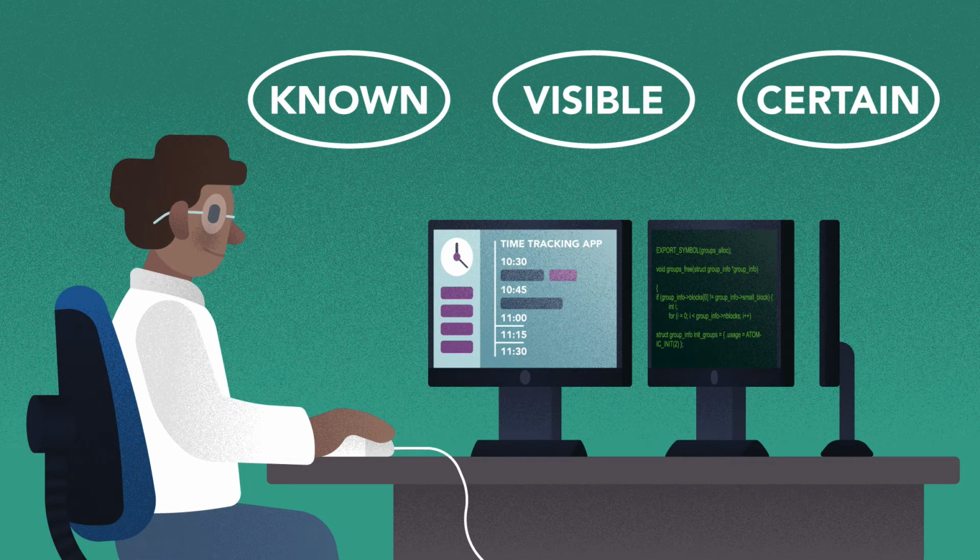Standard computing efforts entail worlds that are fairly known, visible, and certain. Referring back to our time tracking application example, that app's design is highly visible to anyone that uses it, and most users quickly learn how time tracking works and can easily switch between apps. There's not much uncertainty.